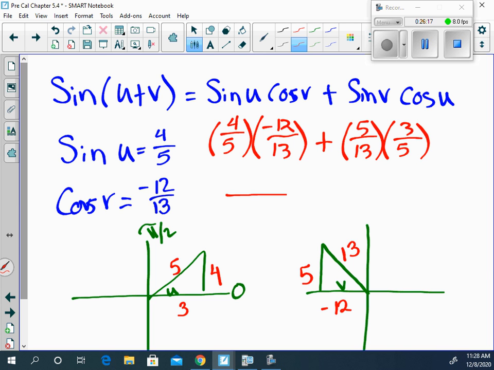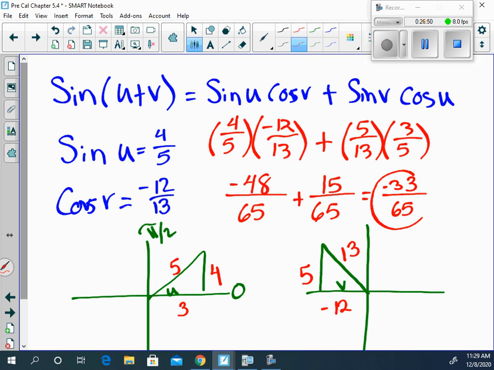Well, 5 times 13 is going to be 65. 4 times negative 12 is negative 48. The denominator is going to be 65, because again, the hypotenuses are the same on both, 5 and 13. So the other product would be 15. Negative 48 plus 15, negative 33 over 65. And that's it.